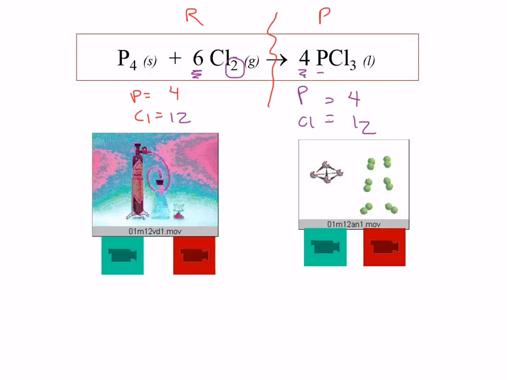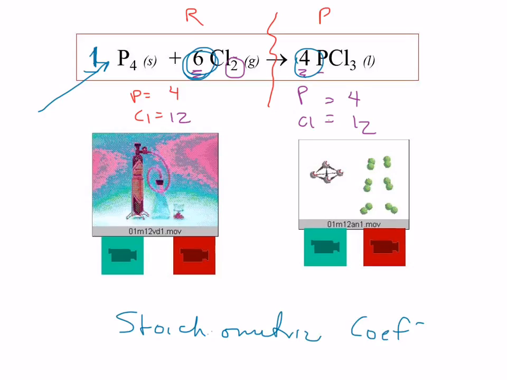We're going to call these in a minute stoichiometric coefficients. So the 6 and the 4. So what is the number here in front of the P4? It's 1, exactly. Those are called stoichiometric coefficients. I'll just put COEFF for coefficients. Yep, the 1, 6, and 4 stoichiometric coefficients.